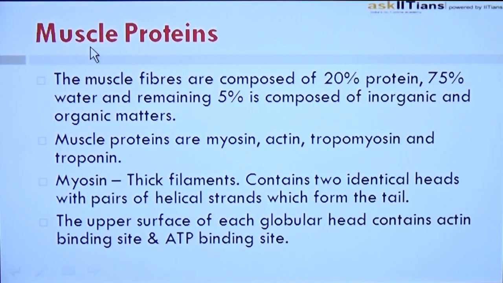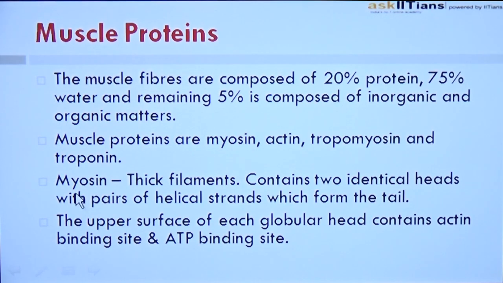Before going into the theory of muscle contraction, let's see what the muscle proteins are. A muscle fiber is composed of 20% protein, 75% water, and the remaining 5% is composed of inorganic and organic matter. We have the muscle proteins myosin, actin, tropomyosin and troponin.